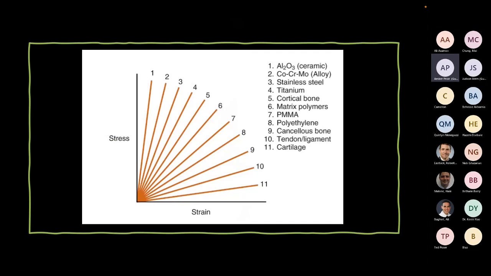This is the different Young's modulus for the different types of metals that we use in surgery. So if you look at 5, this is the Young's modulus of cortical bone. 4 is that of titanium, which we know is the most closely related to bone. Stainless steel is next. Cobalt chromium is second, and then ceramics actually have the highest Young's modulus.